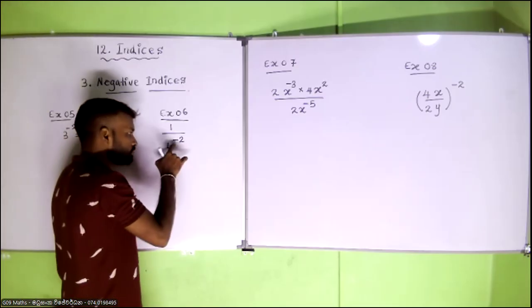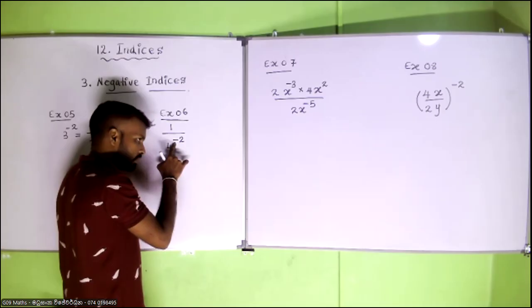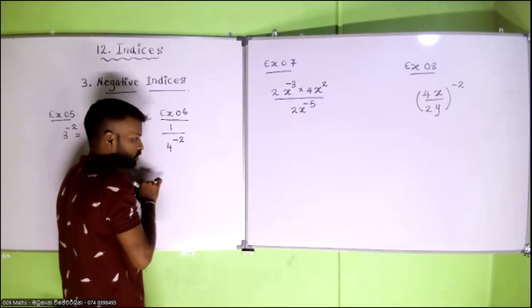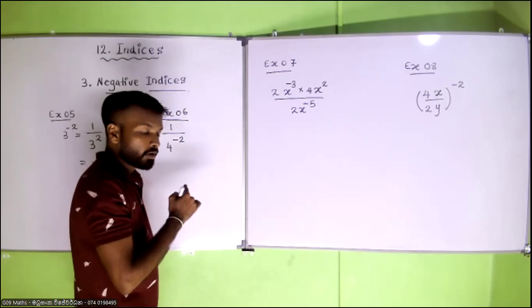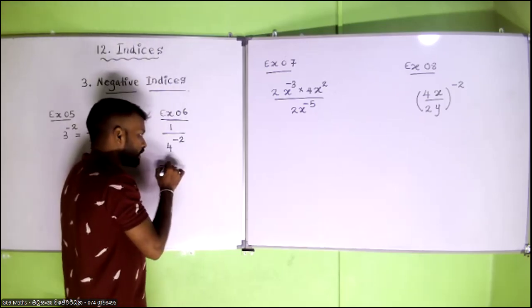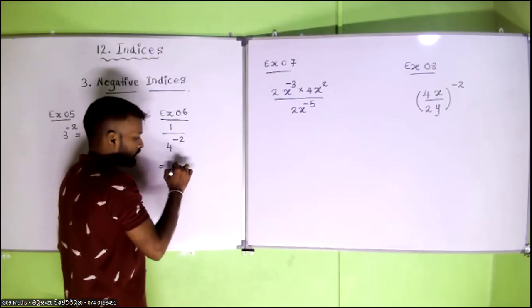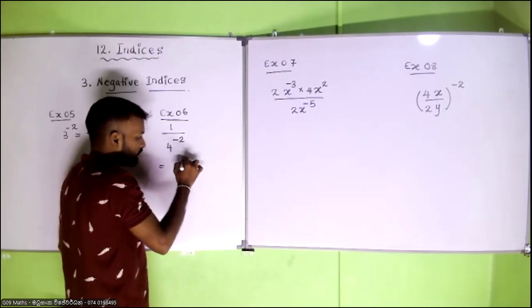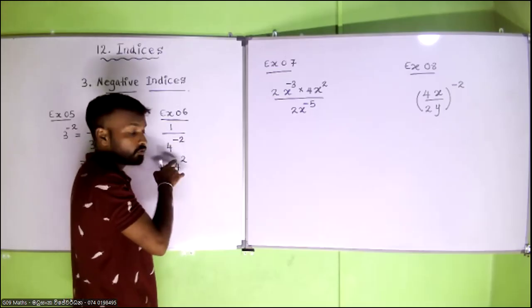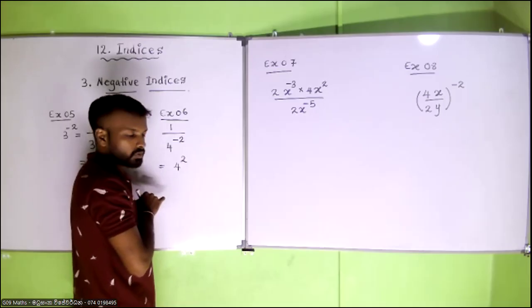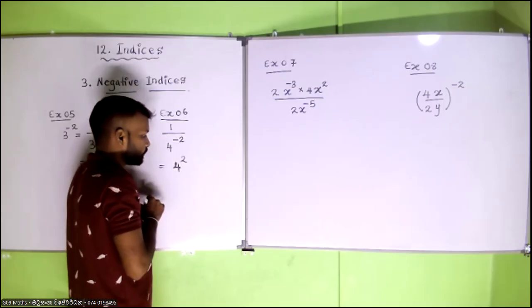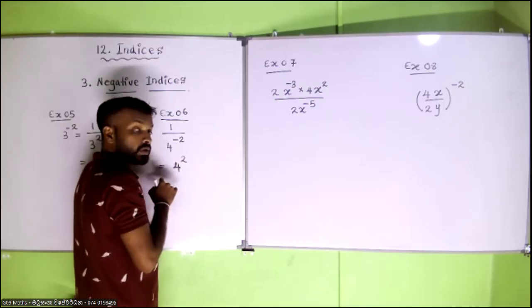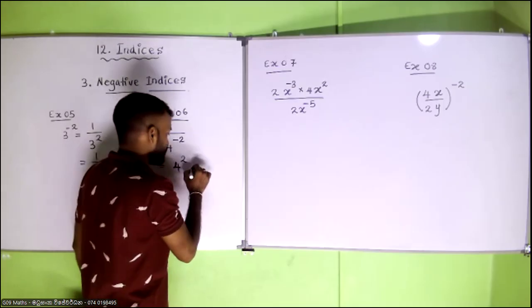This one, again I have negative power. 4 to the power minus 2, negative power. I should make sure that I have positive power first. So, get the reciprocal of this so that this negative power will vanish or will convert into positive. Right? 4 to the power 2. 4 to the power 2 means 4 times 4, 16.